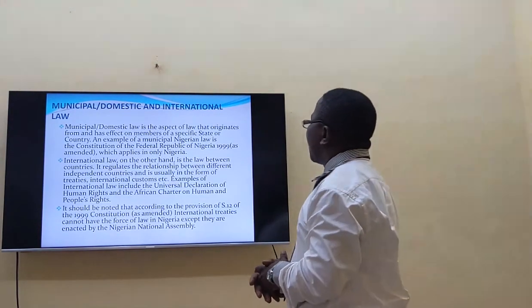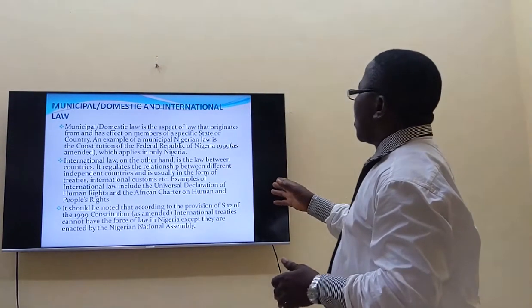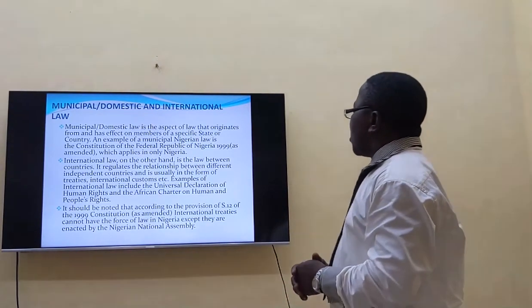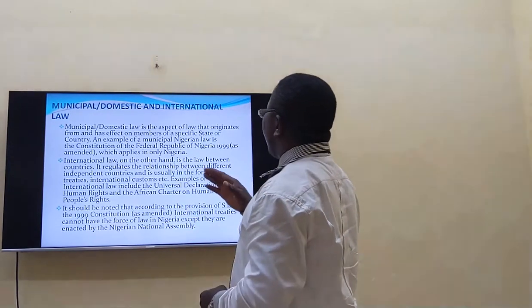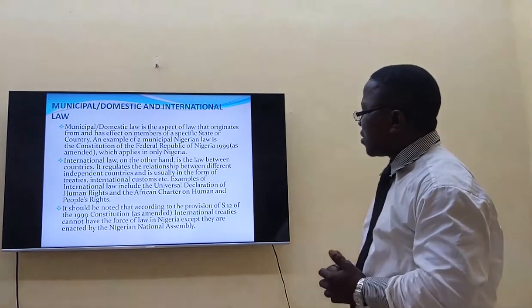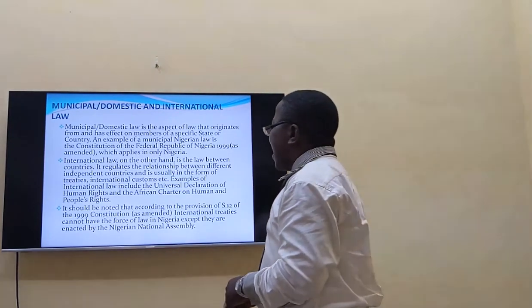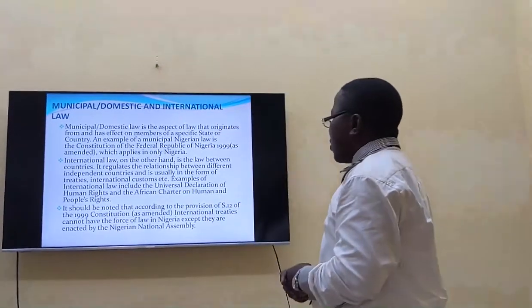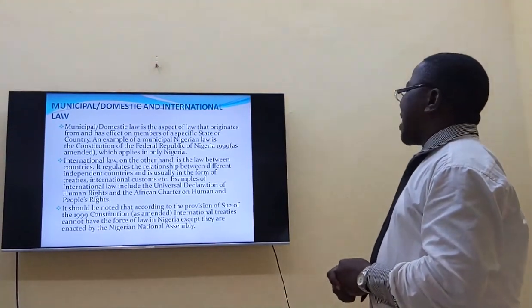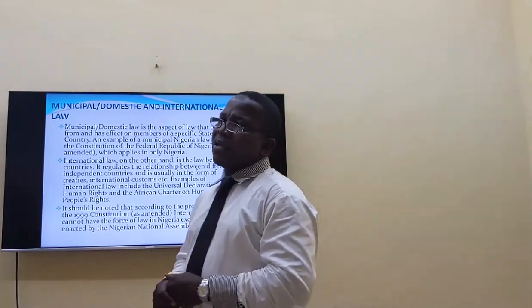International law, on the other hand, is the law between countries. It regulates the relationship between different independent countries, and it's usually in the form of treaties, international custom, etc. Examples of international law include the Universal Declaration of Human Rights and the African Charter on Human and Peoples' Rights. It should be noted that according to the provision of Section 12 of the 1999 Constitution as amended, international treaties cannot have the force of law in Nigeria except they are enacted by the Nigerian National Assembly.